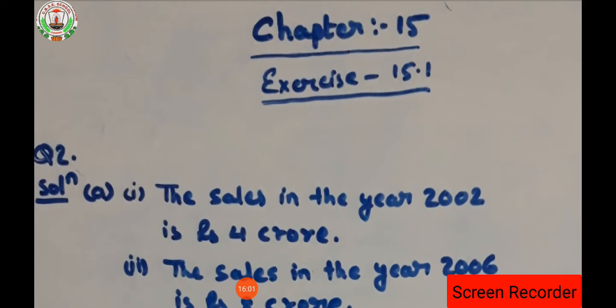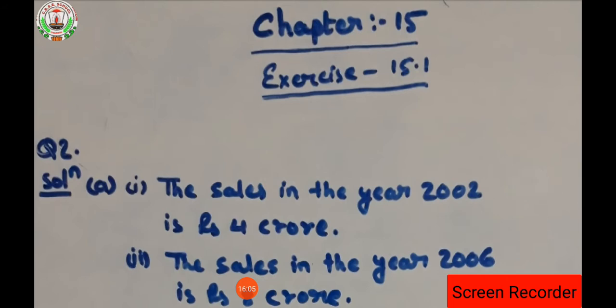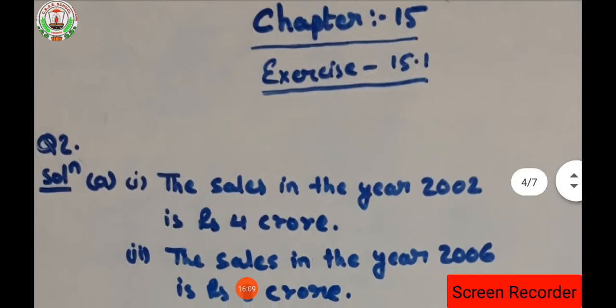2004 to 2005 is the year. Clear everyone? Now let's see the answer. Here I had explained the question, what is asked in the question. Now let's see the answer of the following question.